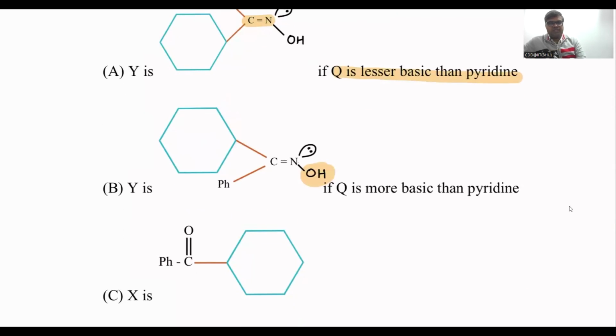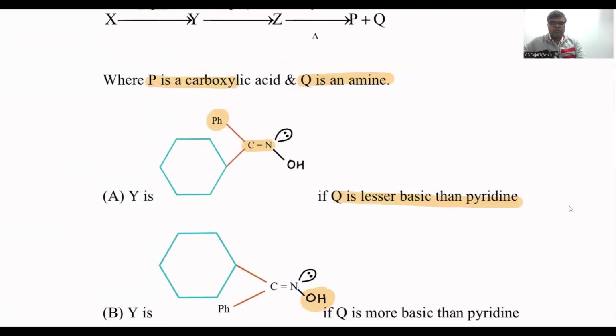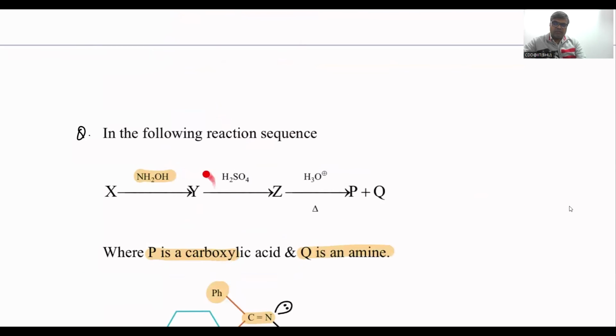For X, it is given PhCO this group. So definitely with Y, there will be two valencies for the ketone, which forms the oxime, or two different geometrical isomers have formed. So this can be X. We'll discuss it a little later. And Y and Z are functional isomers. You all know that Y and Z are formed basically by Beckmann's rearrangement.